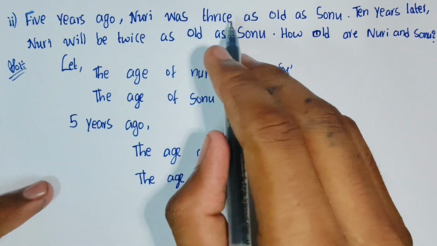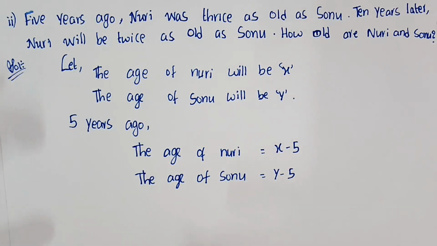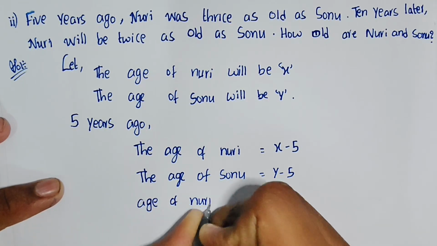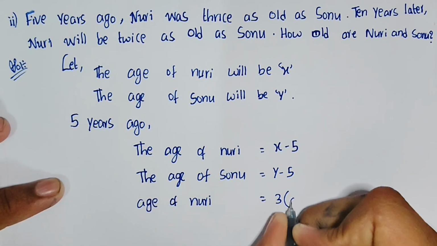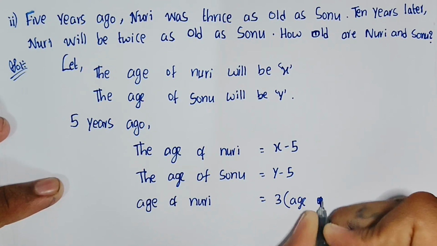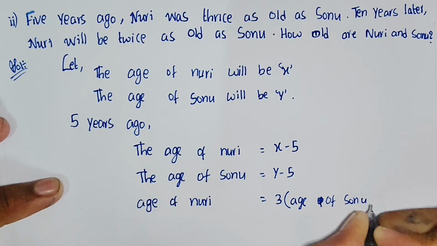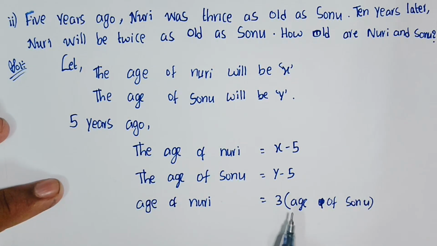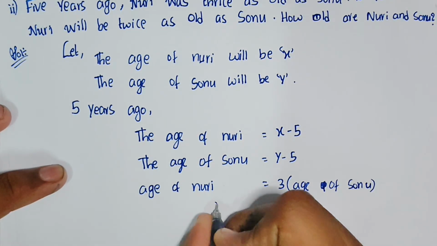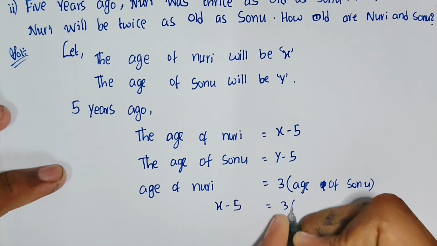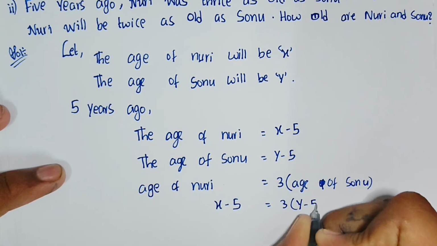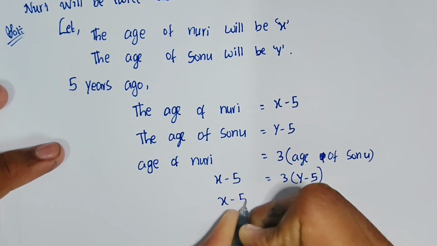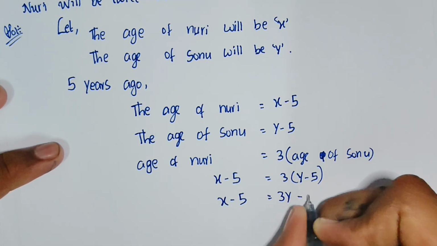After what he said, Nuri was thrice as old as Sonu, means age of Nuri equals 3 into age of Sonu. So, age of Nuri is x minus 5, equals 3 into age of Sonu, which was y minus 5. So I am doing here x minus 5 equals 3 into y, 3y minus 3 fives are 15.